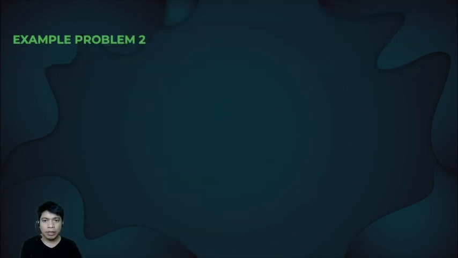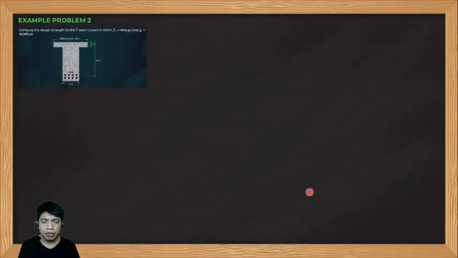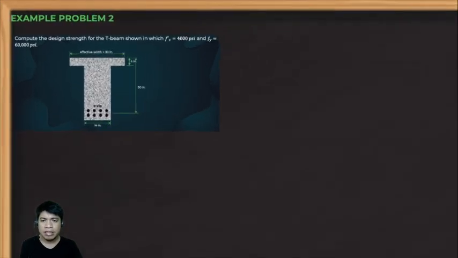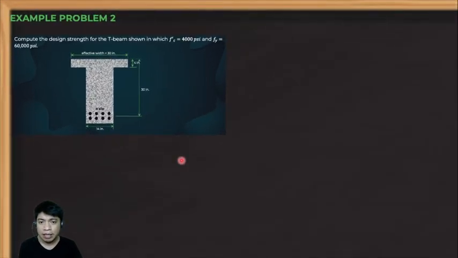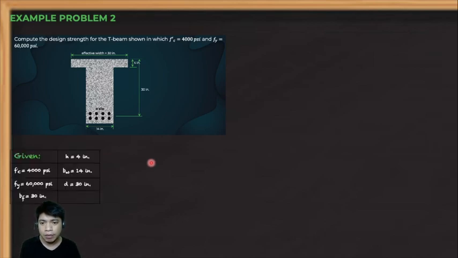So first, we are going to solve our problem in this board. First, all we need to do is to list down all the givens in the problem. Of course, f'c is already given, that is 4,000 psi. fy is given, 60,000 psi. bf is the effective width, that is 30 inches. h is the thickness of the slab, which is 4 inches. bw is the width of our web, that is 14 inches, and d is the effective depth, that is 30 inches from the extreme compression fiber up to the centroid of the steel.